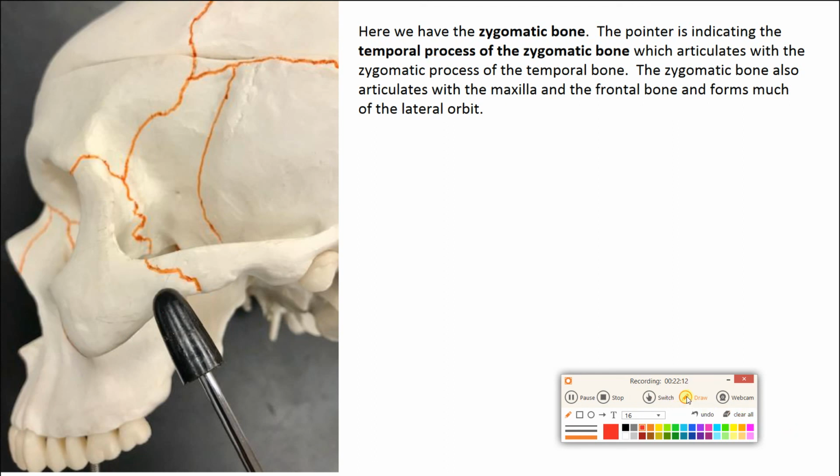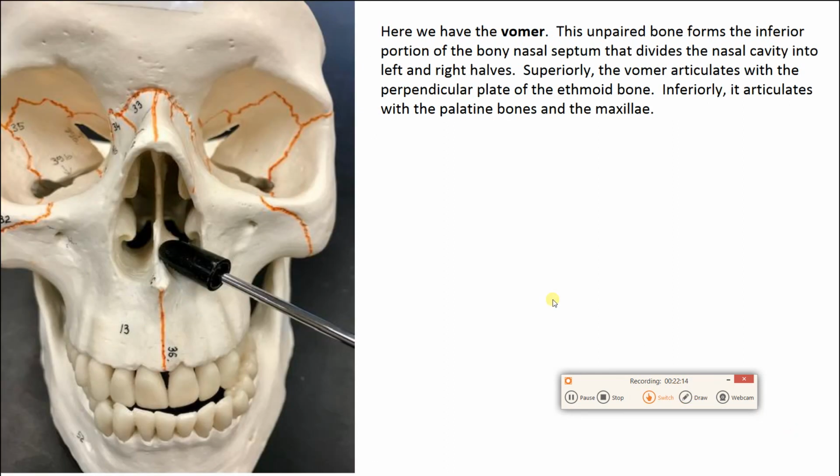All right. We are so close to being done. I think we only have one more facial bone, then a few special weird bones to do. And this next facial bone is the vomer. It's the vomer. This is a bone by itself, so unpaired. It's going to form the bottom of the nasal septum.